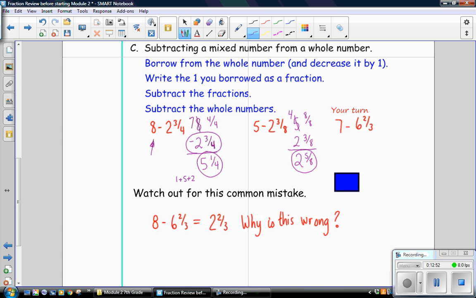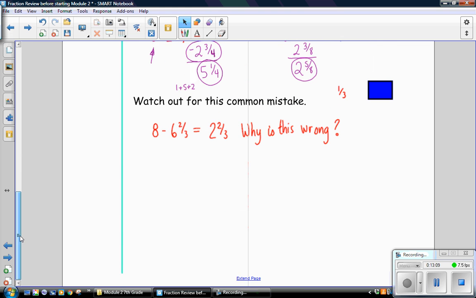Remember to check your fraction answers. Sometimes they do need to be simplified. All right, it's your turn. Pause the video, solve the problem, and then check this answer. The answer is 1/3.